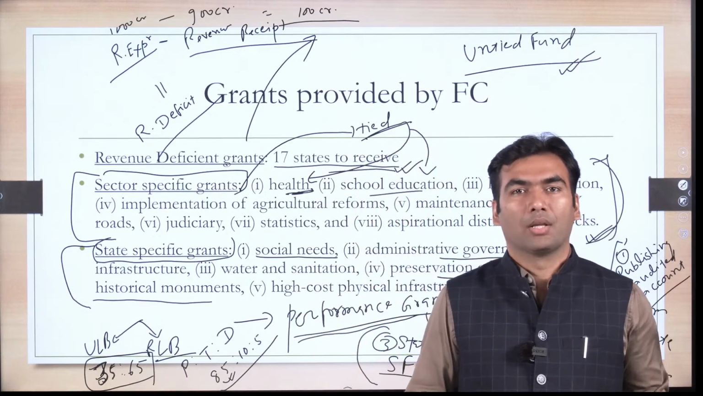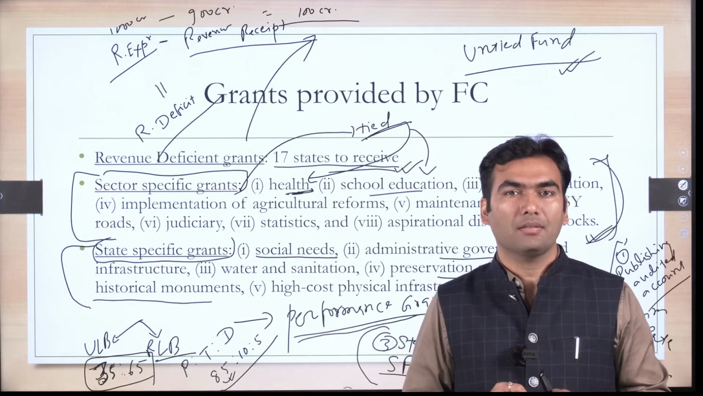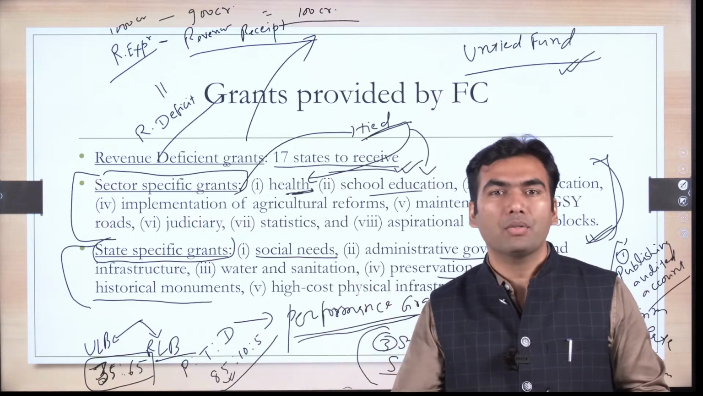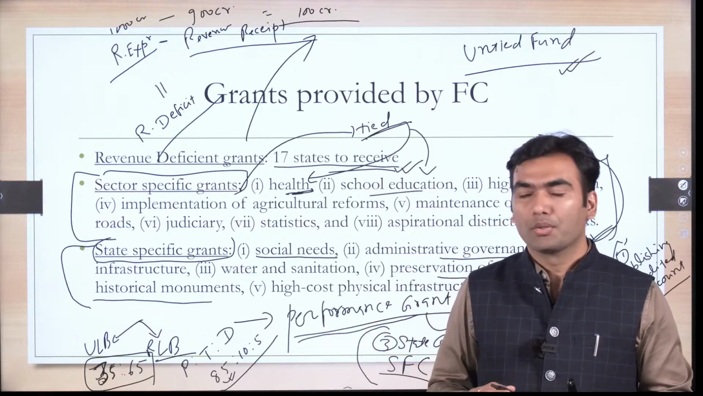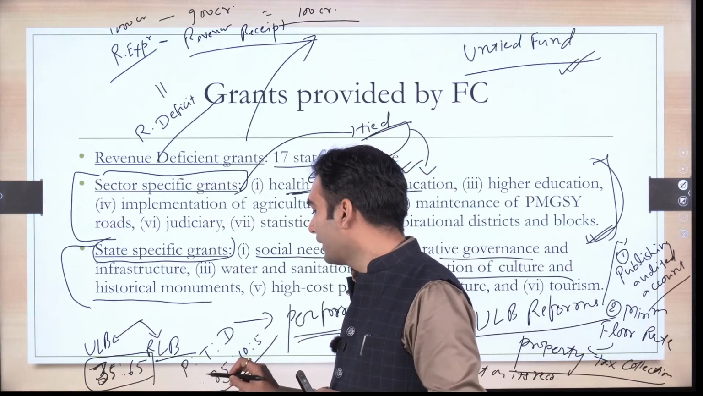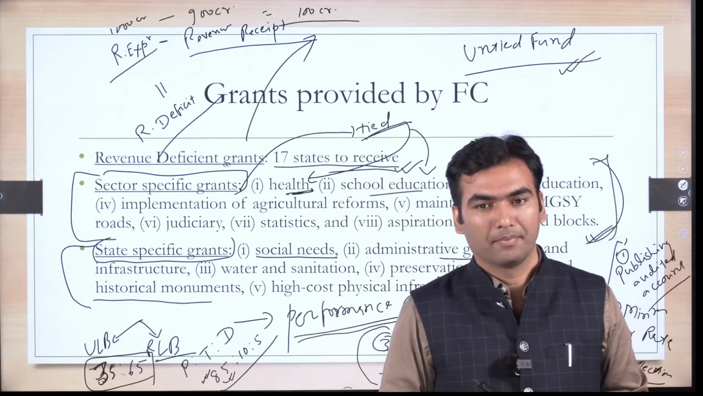Because the local bodies have been constituted with the spirit of decentralization. Decentralization means the power should be there at the ground level, at the village level, with the grassroots people. So the lowest level must get the maximum money to be spent by the local bodies. Okay.